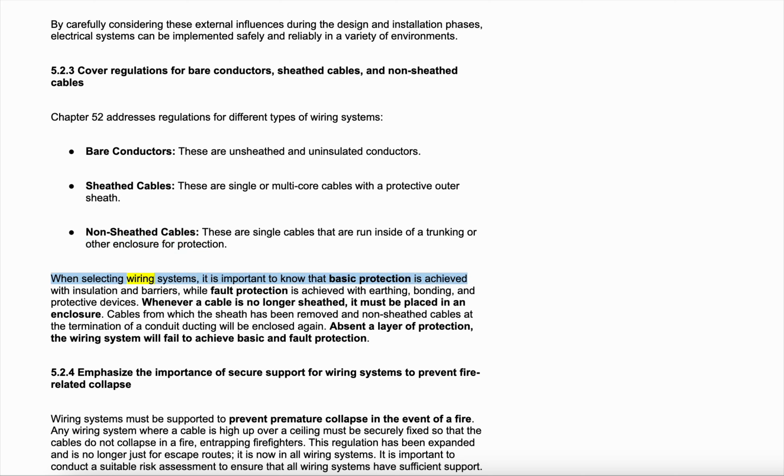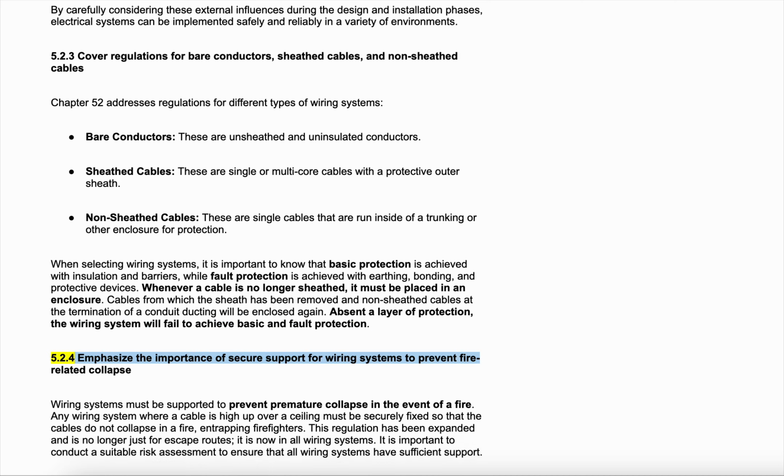When selecting wiring systems, it is important to know that basic protection is achieved with insulation and barriers, while fault protection is achieved with earthing, bonding, and protective devices. Whenever a cable is no longer sheathed, it must be placed in an enclosure. Cables from which the sheath has been removed and non-sheathed cables at the termination of a conduit ducting will be enclosed again. Absent a layer of protection, the wiring system will fail to achieve basic and fault protection.